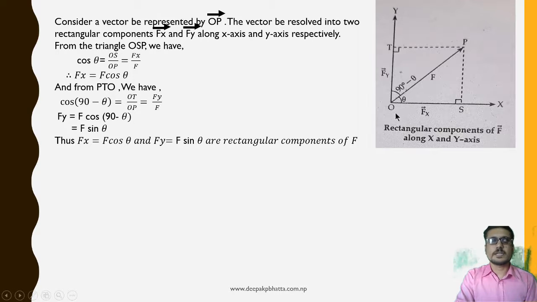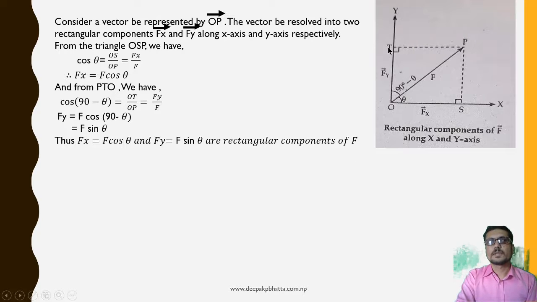In triangle OSP, cos theta is equal to Fx upon F. Cos theta means base by hypotenuse, so cos theta equals Fx upon F. This means Fx equals F cos theta. This is the x component. Similarly, for the y component, if this angle is theta and the two components are perpendicular to each other, then the remaining angle is 90 minus theta.